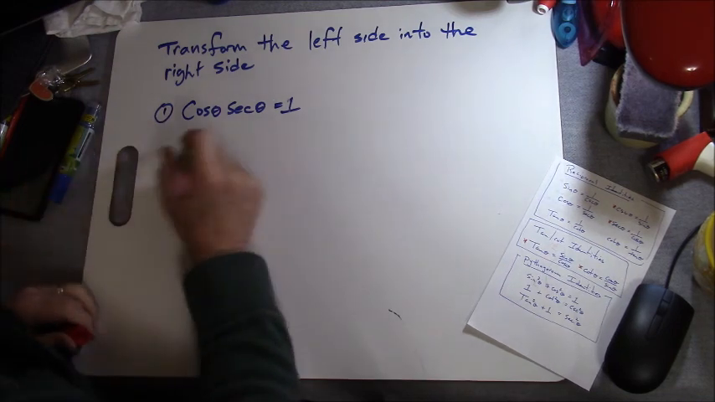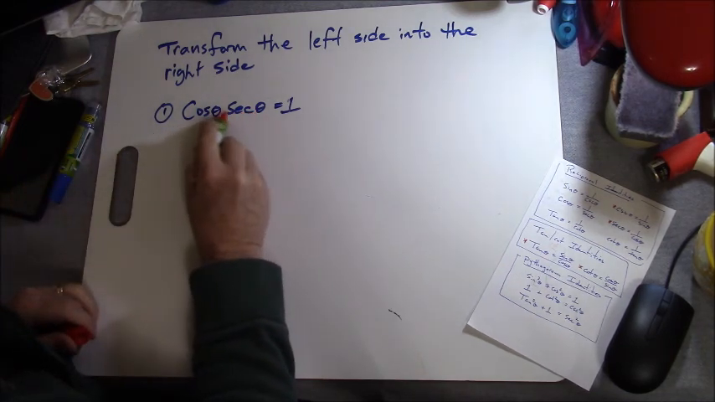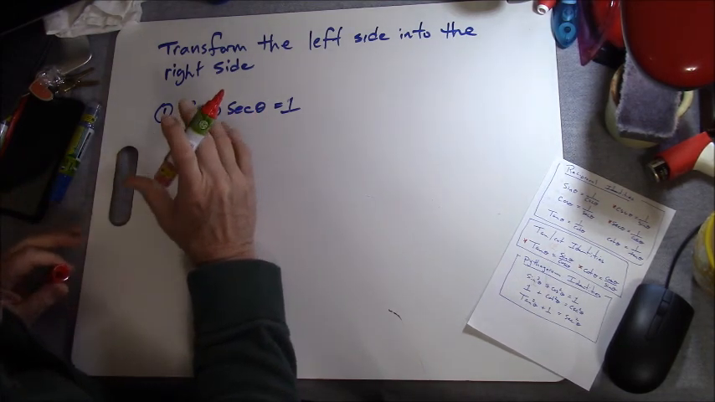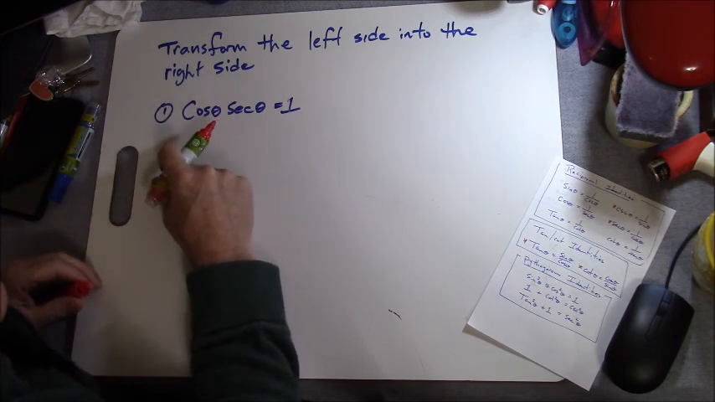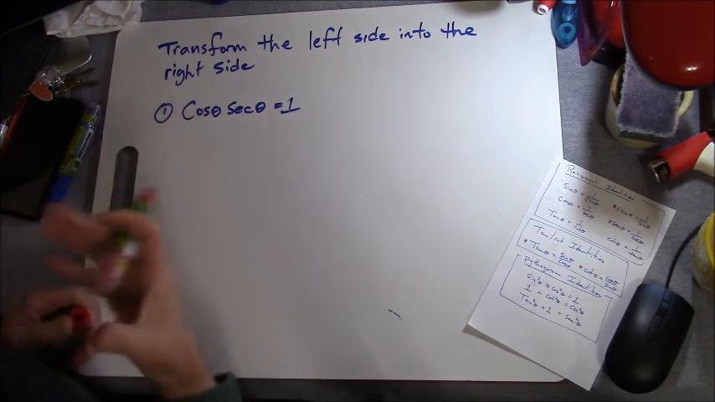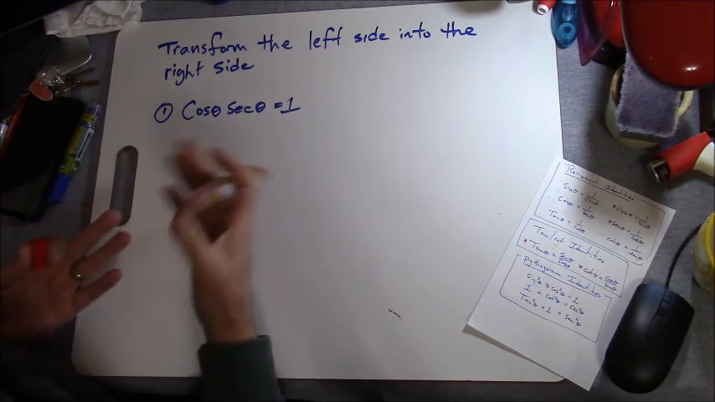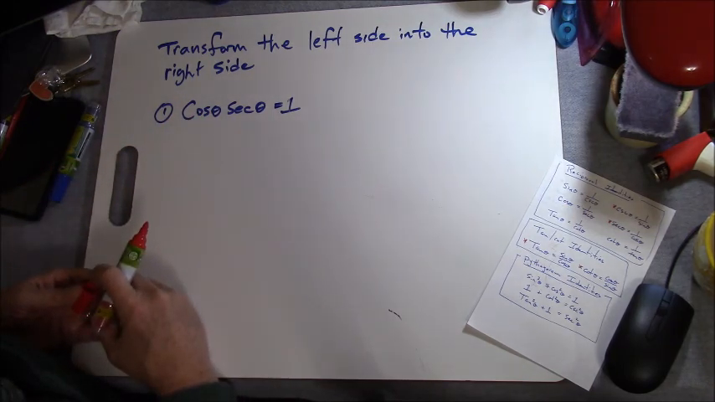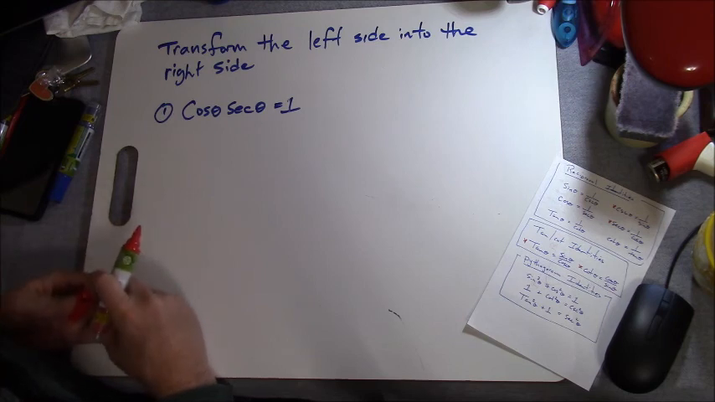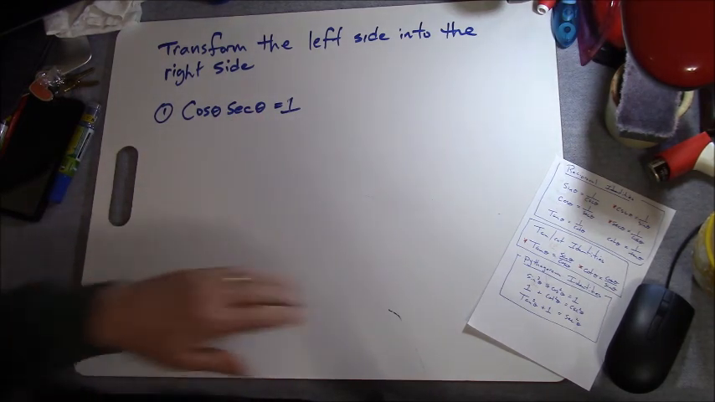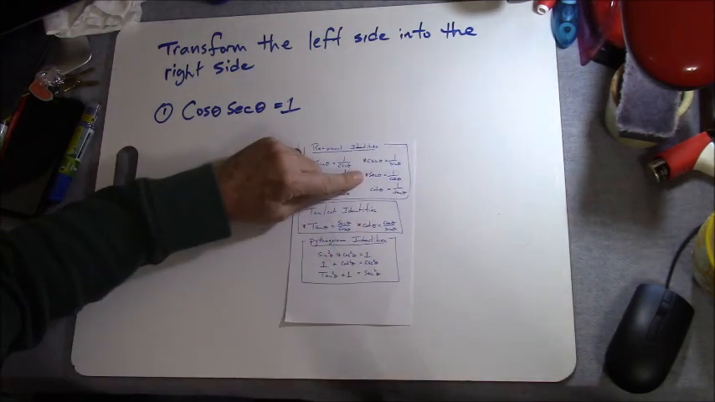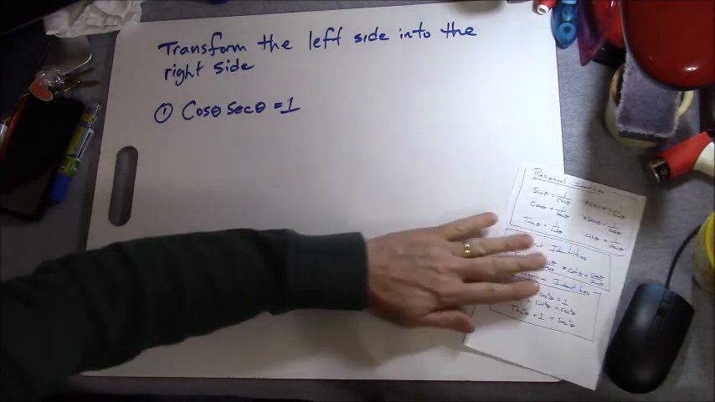So first of all, I'm looking at this side right here, and you guys got to remember this. At any point, if you go, I don't know what to do, well, then you do know what to do because you want to change things to sines and cosines. We've got to at least make it that far, okay? So I know that a secant is equal to 1 over cosine. See, there it is right there. Secant equals 1 over cosine.